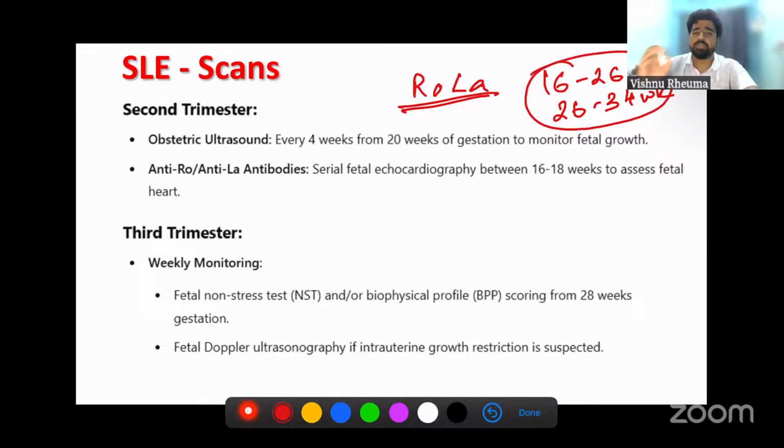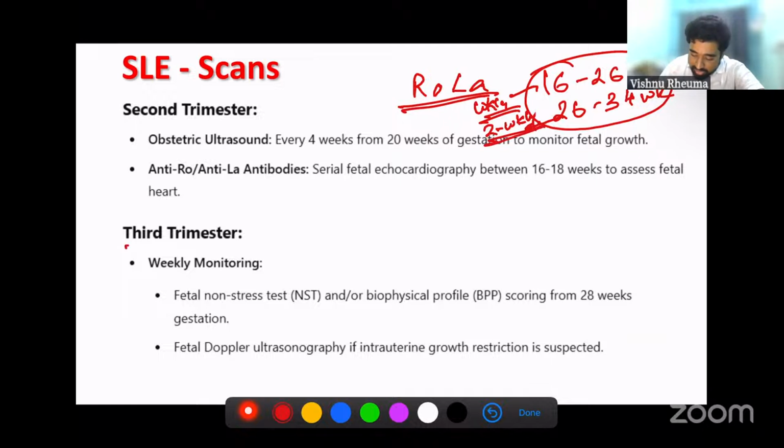You do this because mainly at 18 to 24 weeks, there is a very high risk of passive transfer of the antibodies and neonatal heart block. So you will do weekly scans from 16 to 26 weeks, and from 26 to 34 weeks, you will do 2-weekly scans. Otherwise, in a normal patient, meaning an SLE patient without Ro/La titers, you will do 4-weekly, monthly scans from 20 weeks to monitor fetal growth.